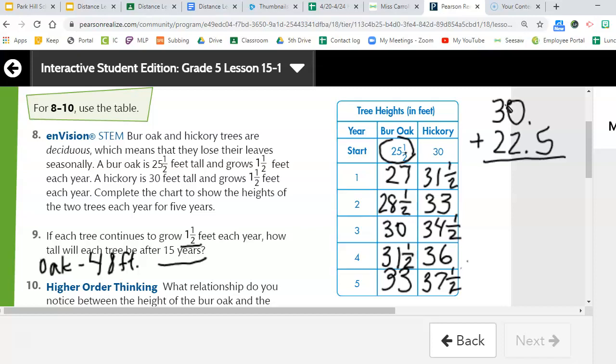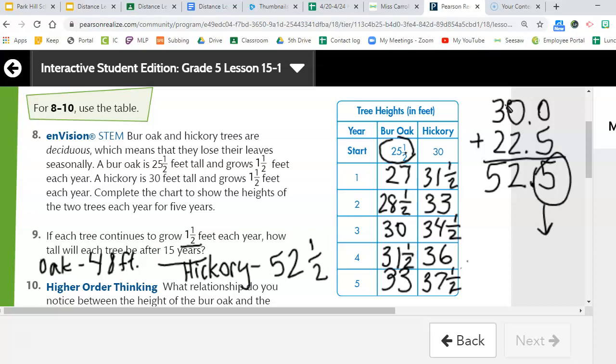Okay, I'm even going to add this right here so I keep my places all lined up. So 0 plus 5 is 5, 0 plus 2 is 2, and 3 plus 2 is 5. So that hickory will be 52.5. Remember, 0.5 is the same as half. Okay, since the rest of these all used halves in them, I'm going to put half in my answer.